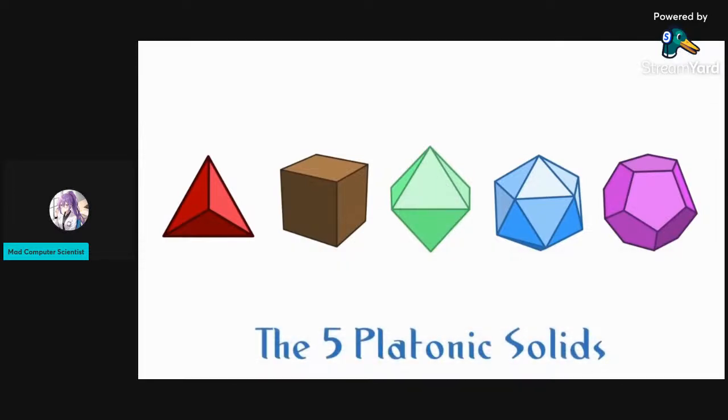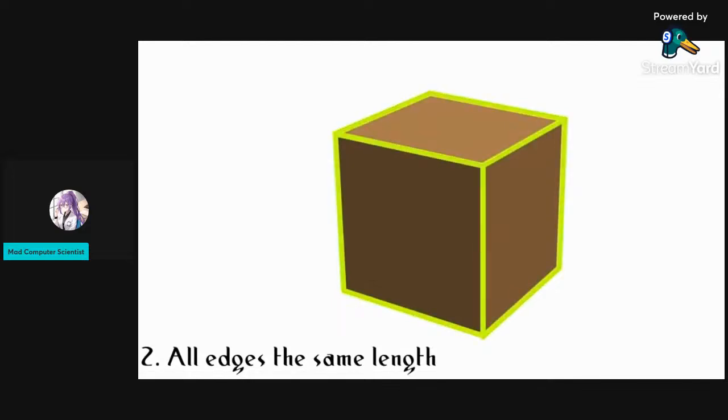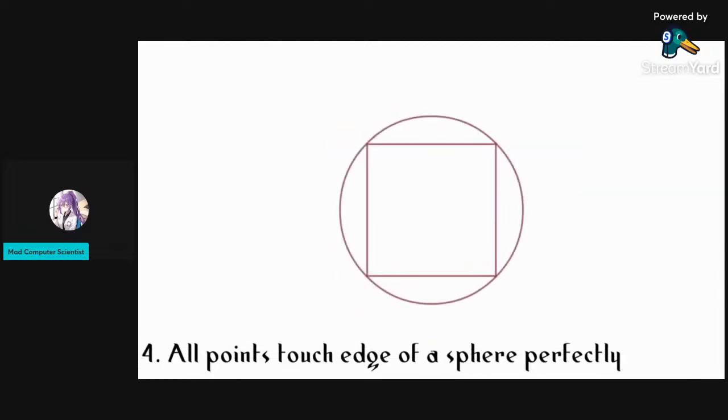A Platonic solid has certain characteristics by definition. First of all, its faces are the same size. For example, a cube, the most well-known Platonic solid, has a square on every face, so all of its faces are the same size. Secondly, the edges of the Platonic solids are all the same length. All edges of the cube are the same length. Third, it only has one size of interior angles between the faces. In the case of the cube, this angle is 90 degrees. And fourth, when put inside of a sphere, all of the points will touch the edge of the sphere perfectly.